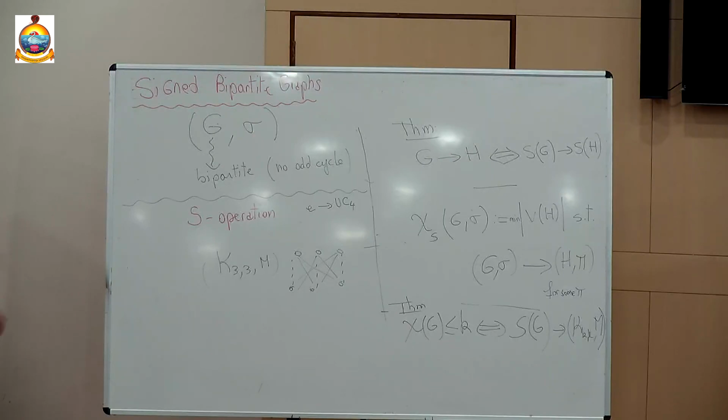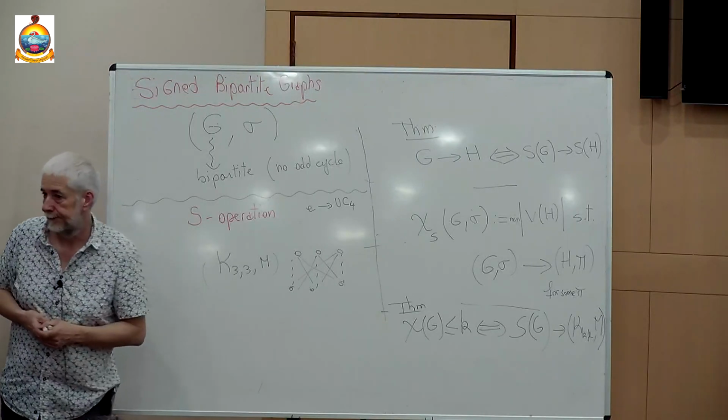And so there are many conjectures also on these classes of graphs. So I think this is a good point to stop.